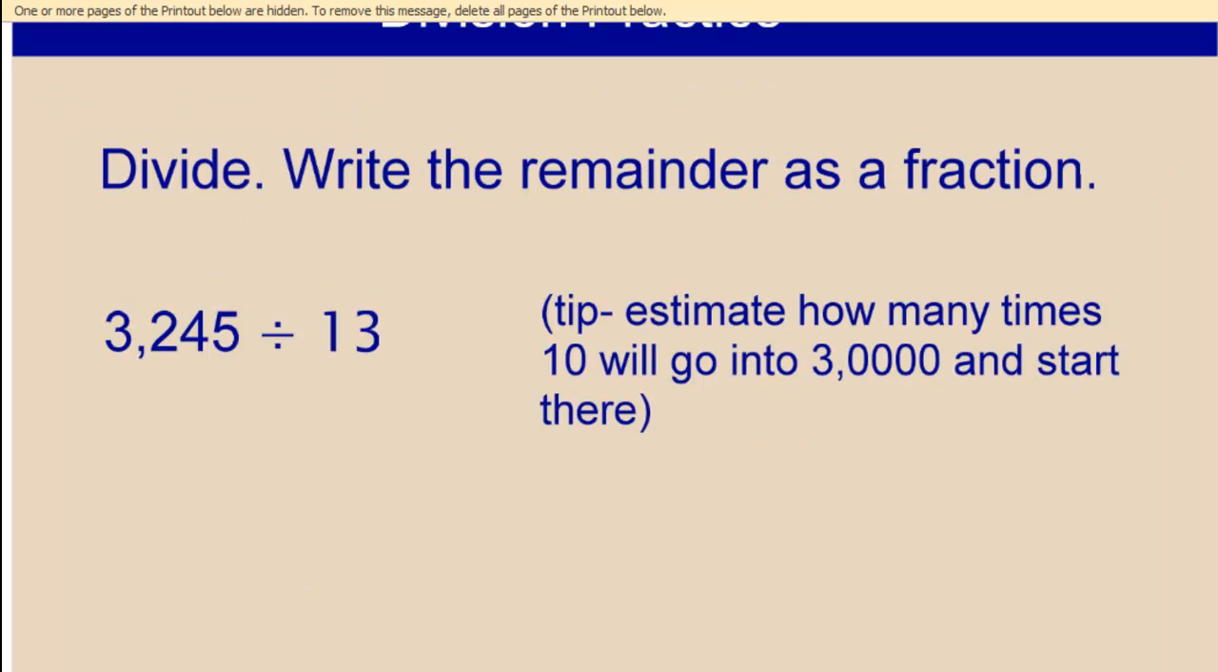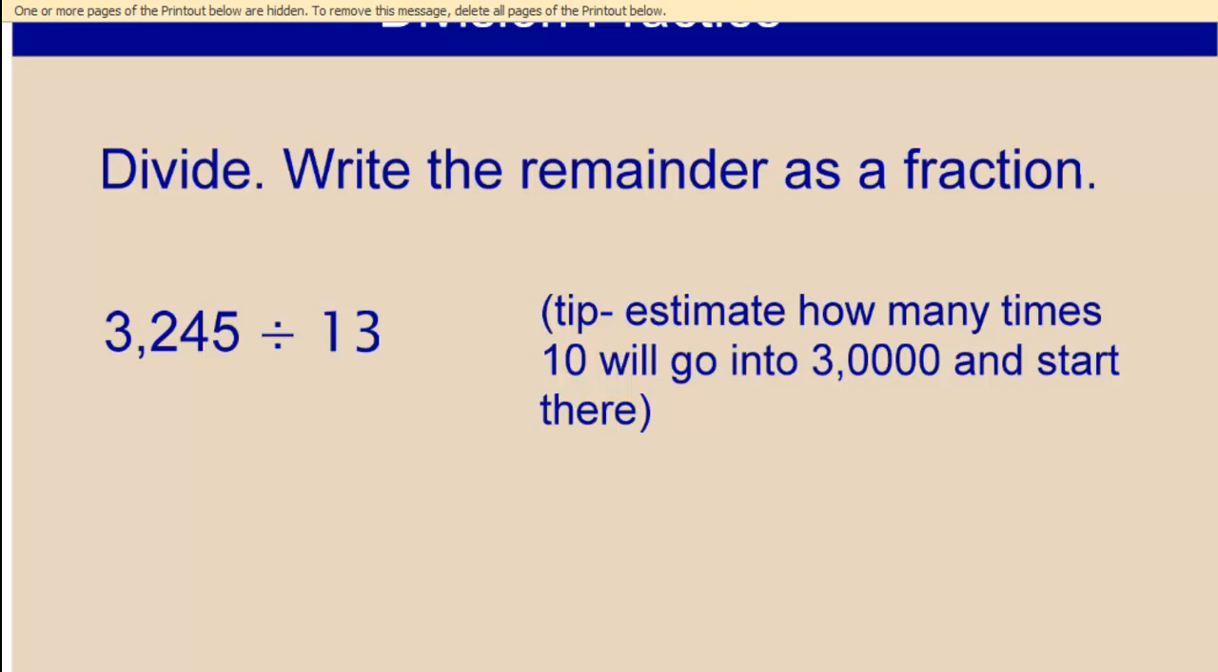You're going to divide 13 into 3,245, and a good tip is to estimate how many times 10 will go into 3,000. So use estimation to start figuring out what you would want to multiply 13 times to get into 3,245. Be sure to show all your steps, line everything up.